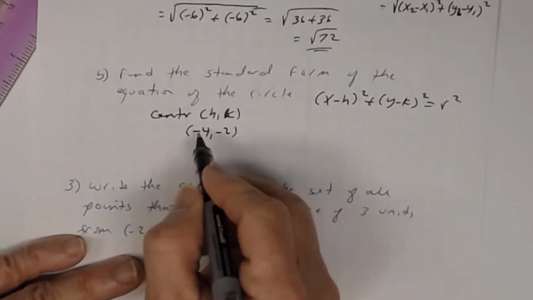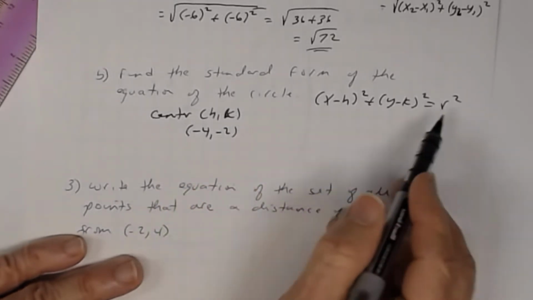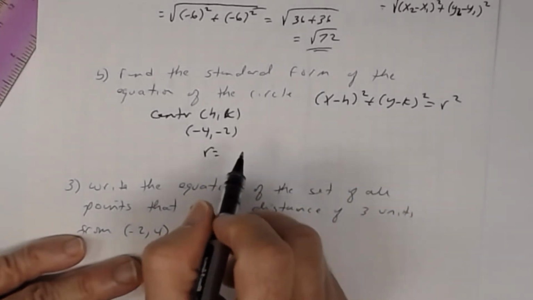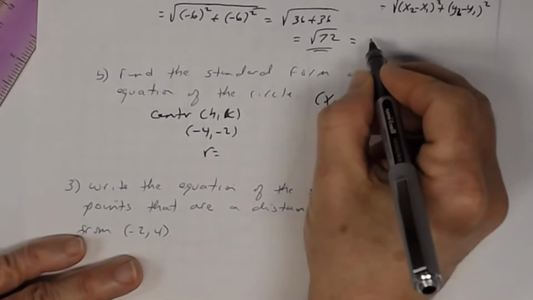So h is -4, k is -2. And you have to know the radius. And I do. The radius is square root of 72. Don't simplify it. If you want to simplify it, you can, by the way.